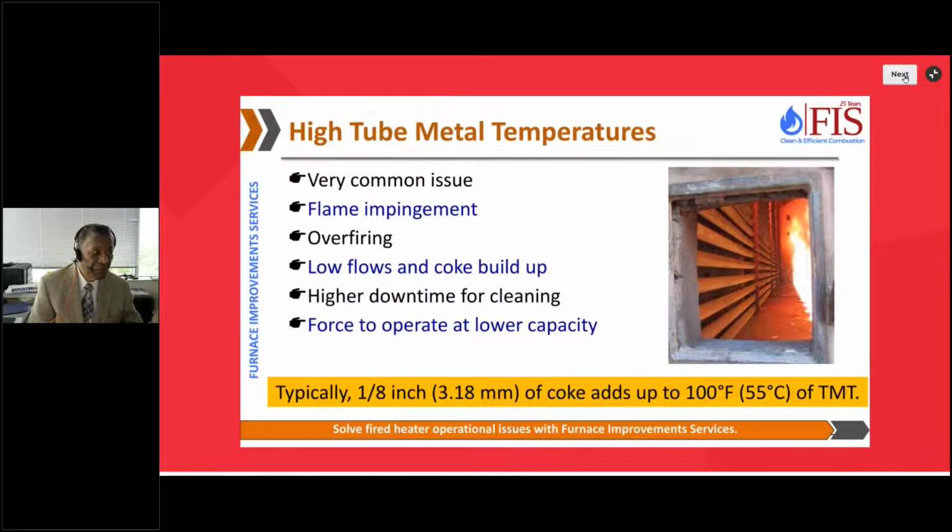So as we said, high tube metal temperatures are a very common issue in fired heaters: flame impingement, overfiring. Low flows can lead to coke buildup, and typically 1/8 of an inch of coke can add up to about 100 degrees of TMT. So that is how fast TMT can go up when you have coke formation.